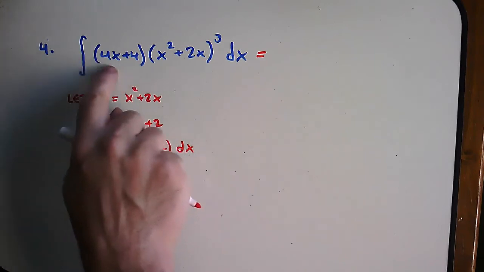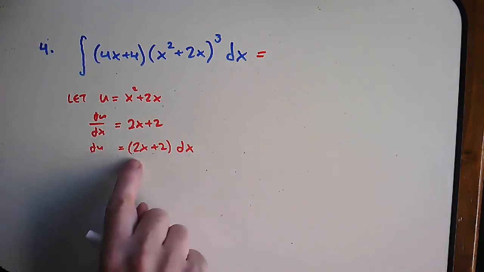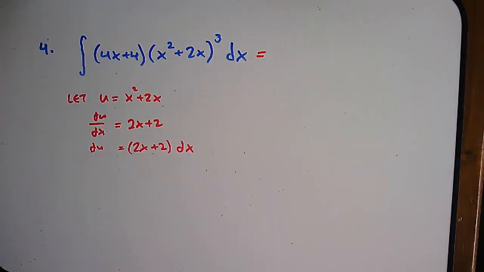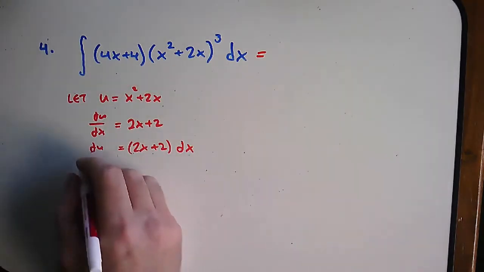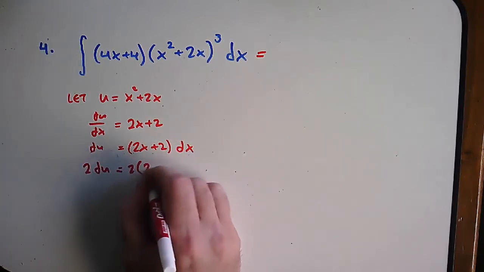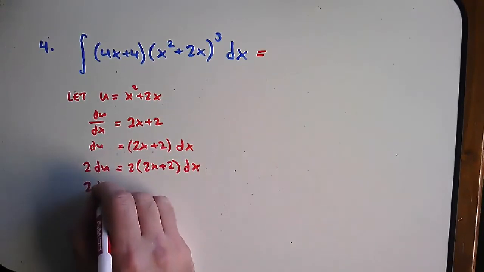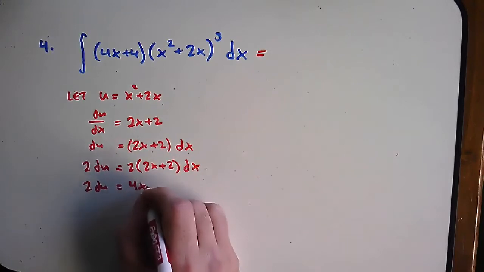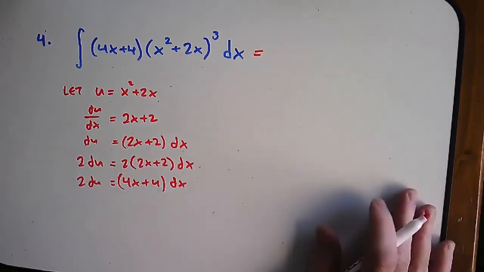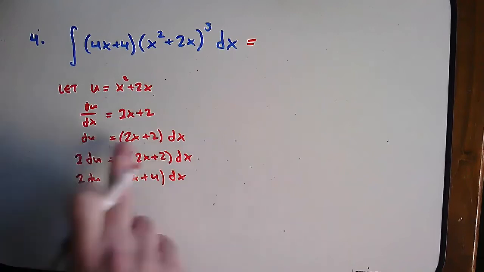So what do we want? We want 4x plus 4 times dx. We have 2x plus 2 dx. Aha, if I take 2x plus 2 and multiply it by 2, I'll get 4x plus 4 times dx. So let me do that down here. Multiply both sides by 2. I have 2 du equals 2 times 2x plus 2 dx. And so 2 du is the same as 4x plus 4 times dx. All right, so that's my pre-work finding u. So I chose u. Du came from my choice.